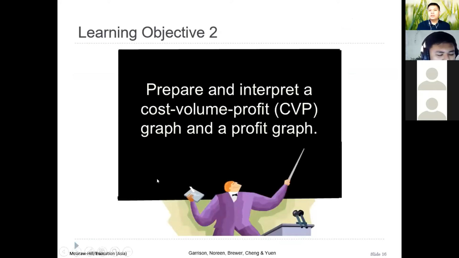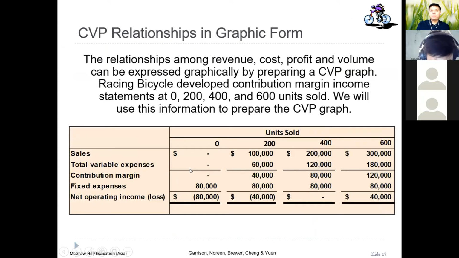Now we go to learning objective number 2. Prepare and interpret a cost volume profit graph and a profit graph. Here it is. The relationships among revenue, cost, profit, and volume can be expressed graphically by preparing a CVP graph. Racing Bicycle developed contribution margin income statements at 0, 200, 400, and 600 units sold. We will use this information to prepare the graph.